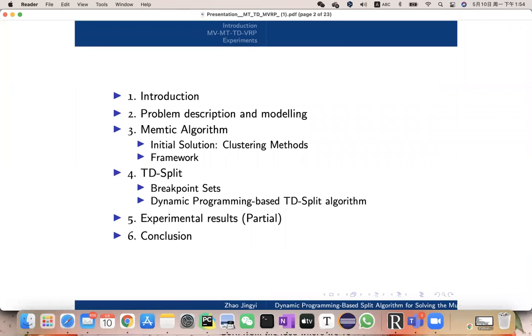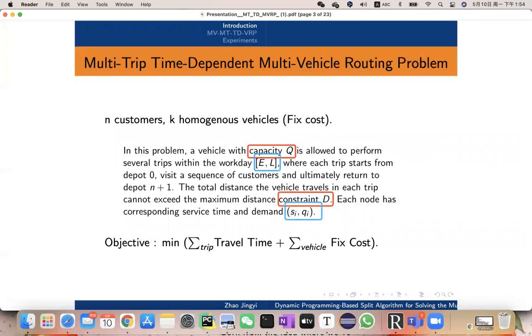Here we show the outline. First, I will introduce the problem we are facing, and then the heuristic method we are using. Subsequently, for each potential solution found by the heuristic method, we use a dynamic programming-based algorithm to split the giant tour into several trips for several vehicles. And lastly, I will show the partial results tested on the real-world data from Singapore Coca-Cola Company, followed by the conclusion in the end.